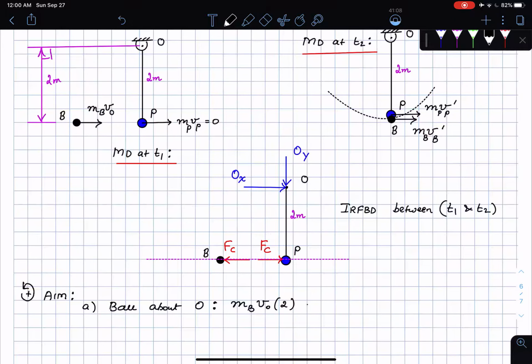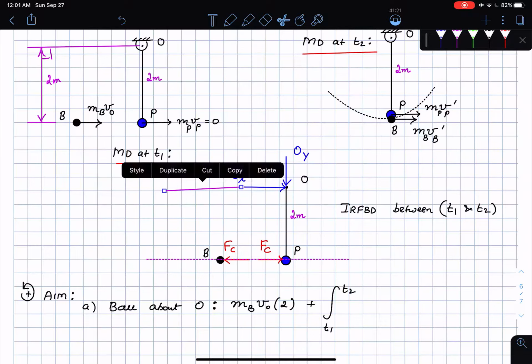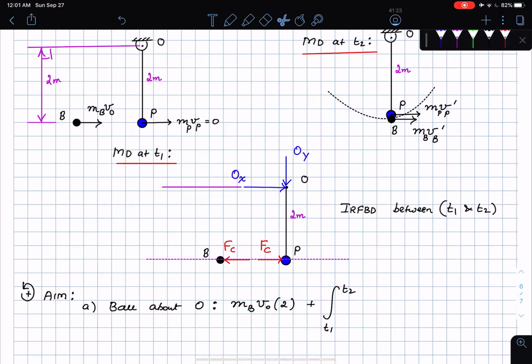Then plus, I'm going to have the integral from t1 to t2. Go to the impact relevant free body diagram. What is the distance from the point of the ball to the point O? That distance is the same distance here, which is 2 meters. But using the moment direction, this produces a clockwise rotation. So this is going to be minus F_c times 2 dt.